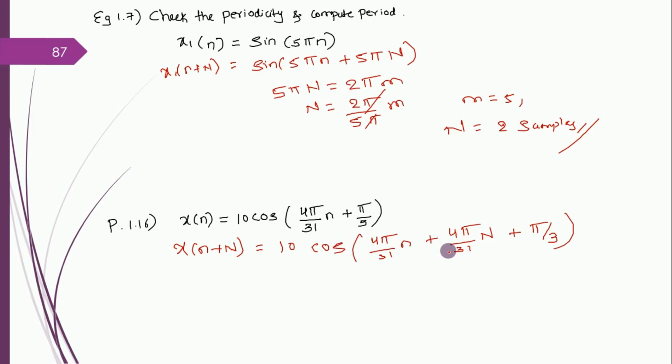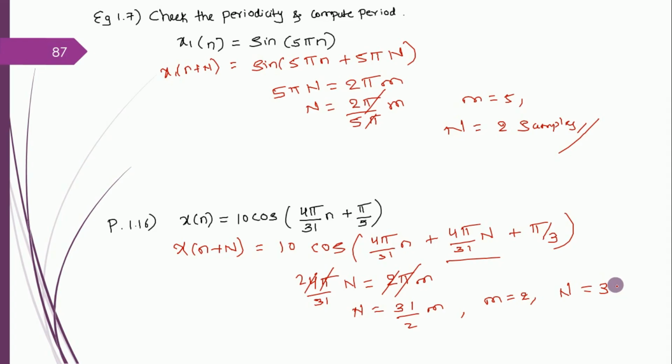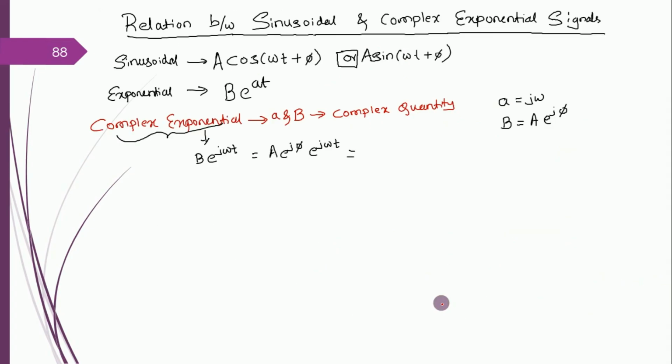Next I write it as 4 pi by 31 capital N plus pi by 3. So I have to equate this 4 pi by 31 capital N with 2 pi M. So pi and pi cancel, 2 and this becomes 2. So N is equal to 31 by 2 into M. So the M value chosen is 2. So hence N will be 31 samples. That's it.